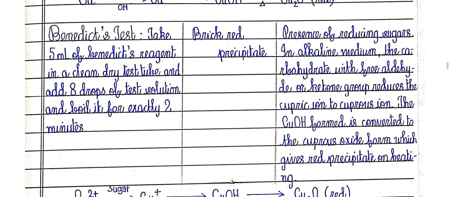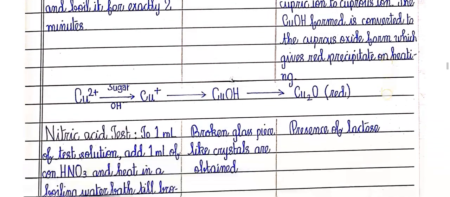Then Benedict's test. Take 5 ml of Benedict's reagent in a clean dry test tube and add 8 drops of test solution and boil it for exactly 2 minutes. Brick red precipitate indicates presence of reducing sugars in alkaline medium. The carbohydrate with free aldehyde or ketone group reduces the cupric ion to cuprous ion. The cupric hydroxide formed is converted to cuprous oxide, which gives red precipitate on heating.